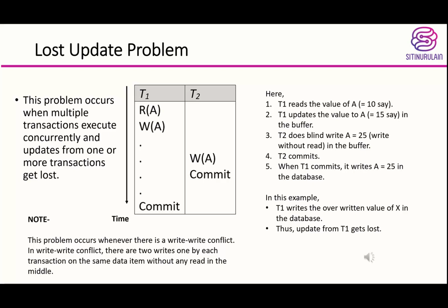Here, T1 reads the value of A equals 10 say. T1 updates the value to A equals 15 say, in the buffer. T2 does a blind write A equals 25, a write without read, in the buffer. T2 commits. When T1 commits, it writes A equals 25 in the database. In this example, T1 writes the overwritten value of x in the database. Thus, the update from T1 gets lost.